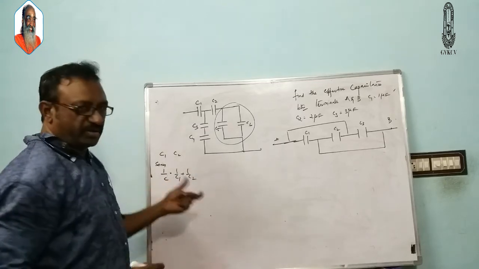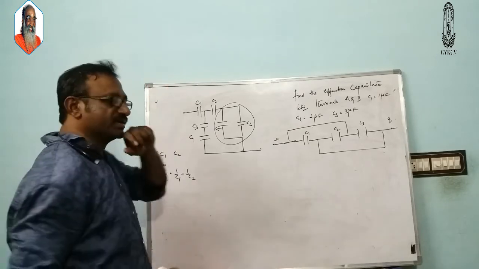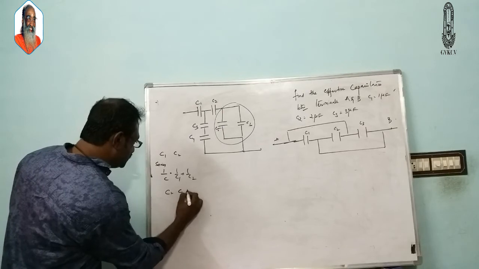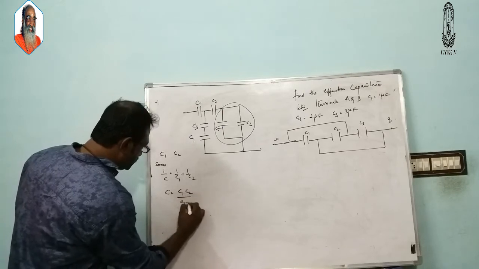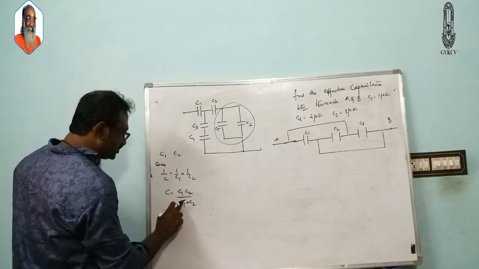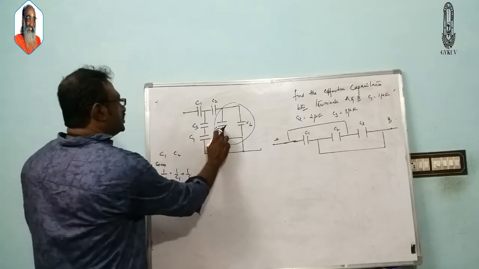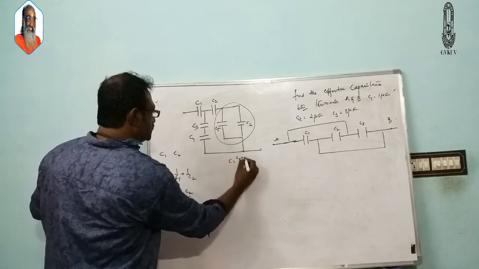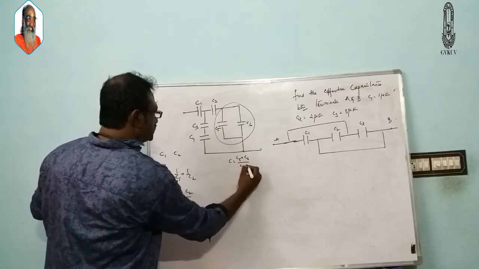So instead of going with a very big or confusing calculation, simply go like this: C is equal to C1 C2 by C1 plus C2, if you are having two capacitances. What is the effective capacitance here? C is equal to C5 C6 by C5 plus C6.